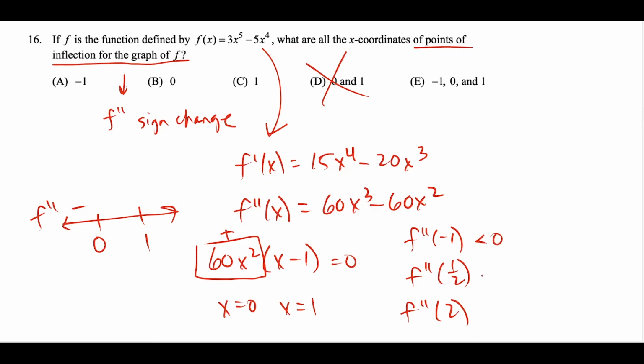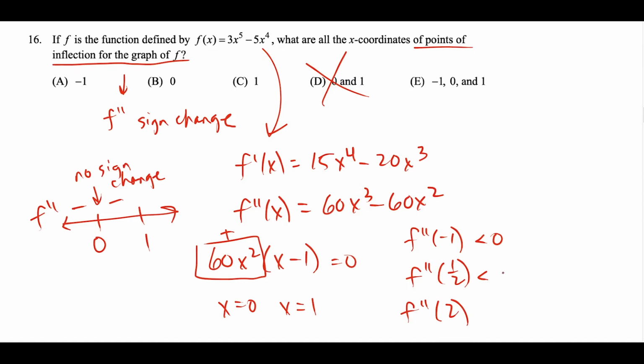So this is going to be less than 0 if I plug into the second derivative. But if we plug in something like 1/2, notice 1/2 works out positive because I'm squaring it and multiplying by 60. But when I do 1/2 minus 1, that works out to something negative, and a positive times a negative is negative. There's no sign change at 0. So there's no point of inflection at x equals 0.